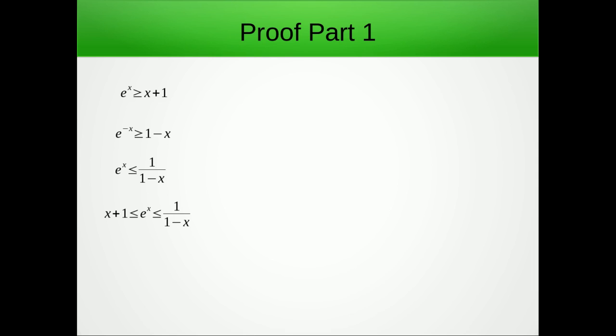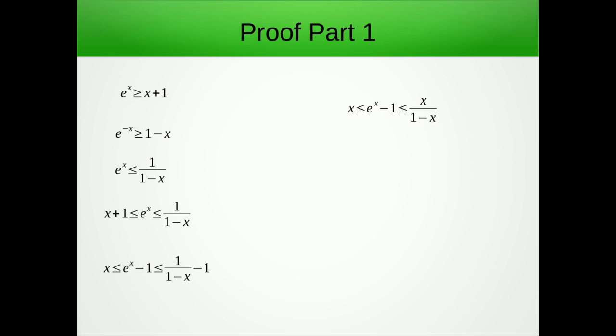Okay, so the next thing we want to do is take away 1 from both sides. So we get x is less than or equal to e to the x minus 1, which is less than or equal to 1 over 1 minus x, minus 1. Now that minus 1 at the end is the same as 1 minus x over 1 minus x, which gives us a common denominator, which means we can write this as x is less than or equal to e to the x minus 1, which is less than or equal to x over 1 minus x.